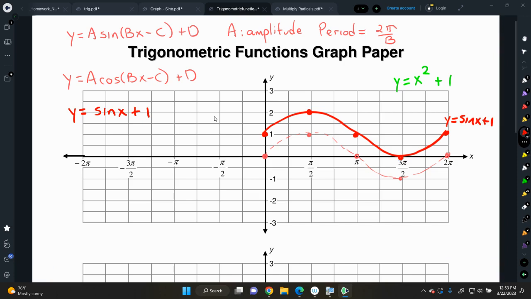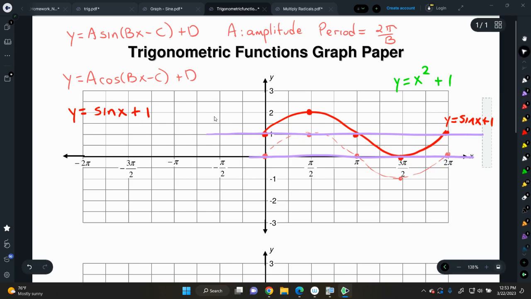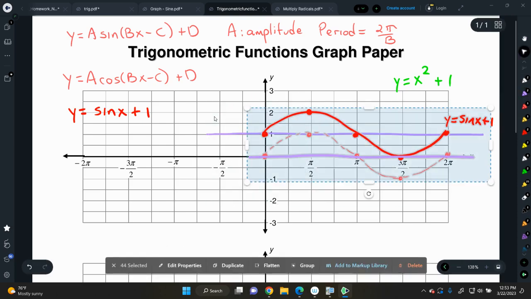So when we add a number at the end like that, it's changing my rest position. On my basic sine curve, my rest position is the x-axis. So it's kind of like it's shifting the x-axis up. The new axis becomes y equals 1 instead. Some people like to do that first, kind of sketching in the axis.